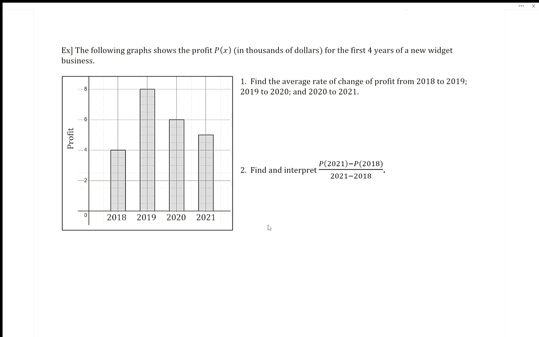It says find the average rate of change, and that's our AROC. I'm just writing down the formula again real quick. So y2 minus y1 over x2 minus x1, or f of x2 minus f of x1 over x2 minus x1. So it just depends on which one we like more or which one's easier to work with. All right, so it says find the average rate of change of profit from 2018 to 2019, 2019 to 2020, and 2020 to 2021. So this is 3 problems then, A, B, C.